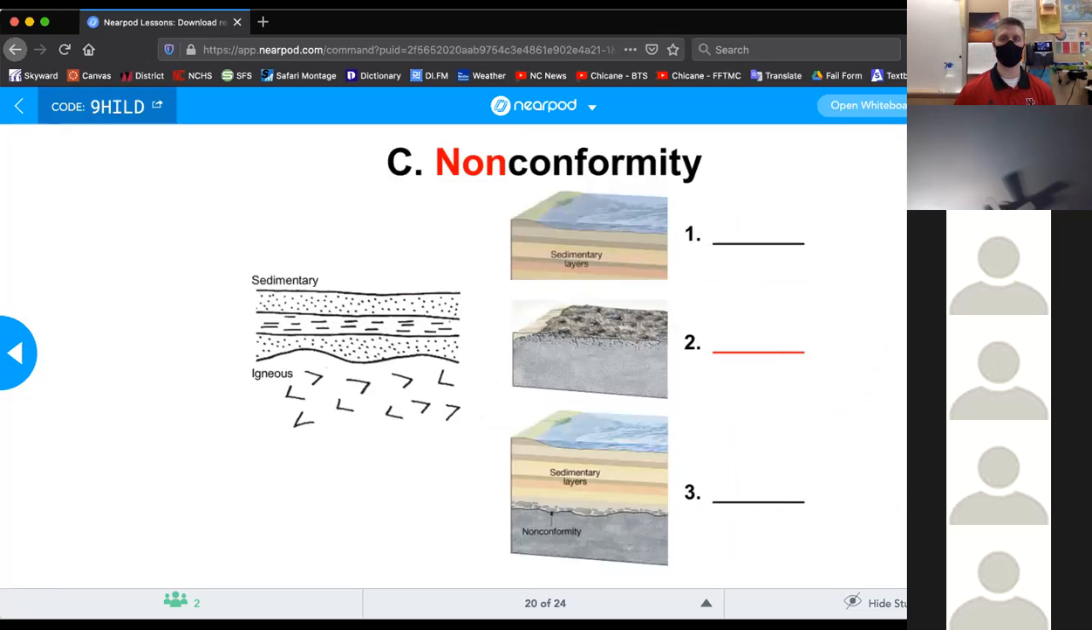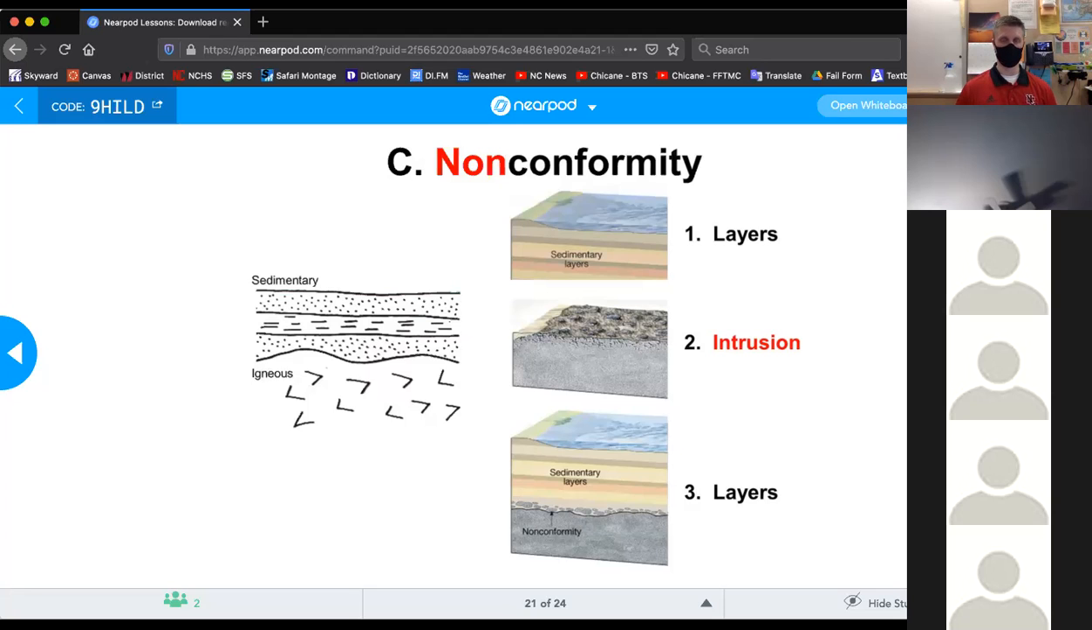Then a nonconformity, a little bit different because this is involving different types of rocks as far as different families. So you could have sedimentary rock and then some sort of an igneous intrusion. That intrusion is exposed because of weathering and erosion, and then you have new rock formation above that. So that would be a nonconformity because it's two completely different types of rock.